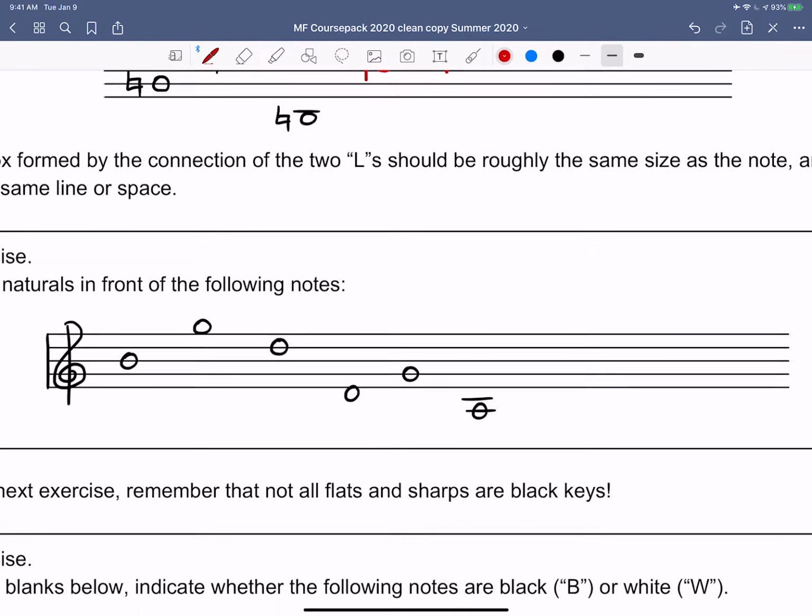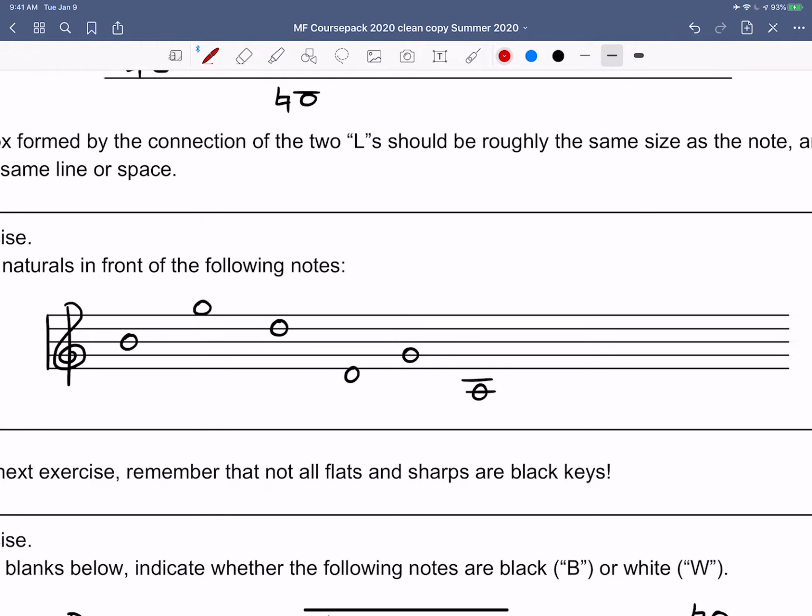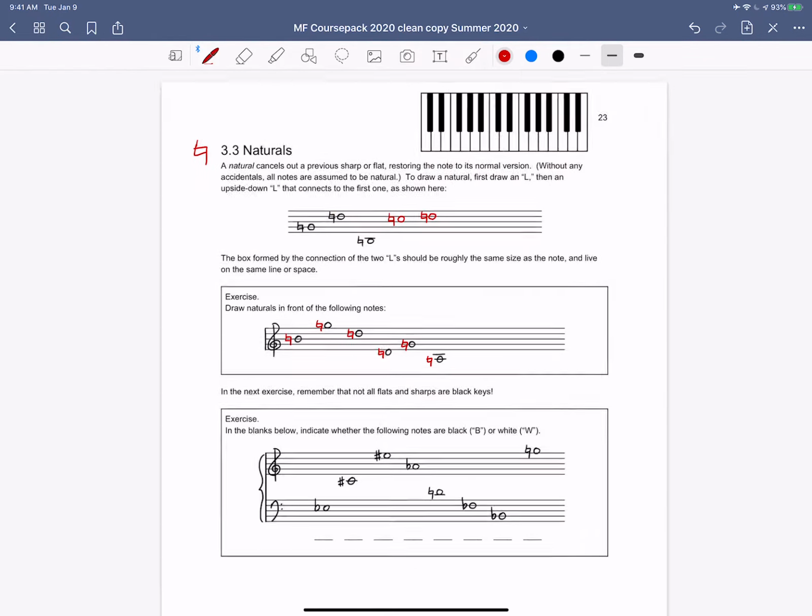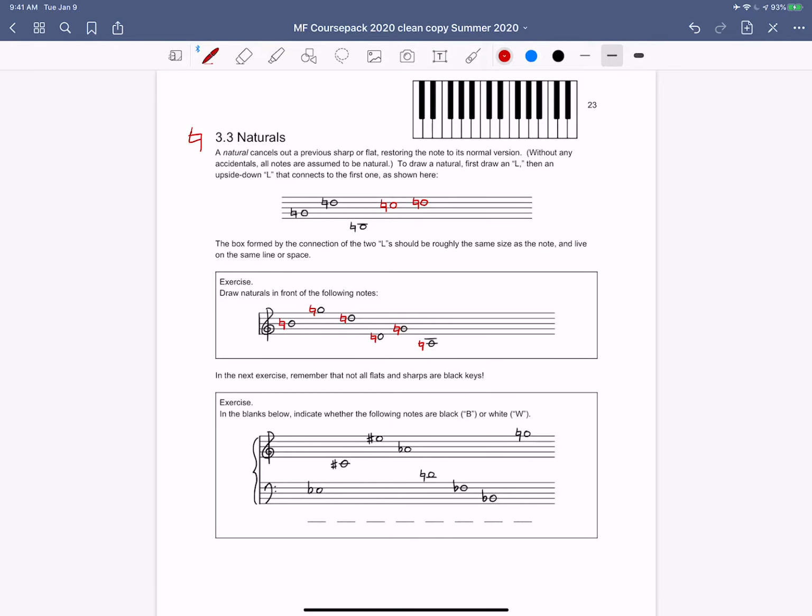So do this exercise. This is super easy. You're just going to draw in your naturals. That was a little bit sloppy maybe. There we go. Natural sign. Just do this to get used to it, because you'll be writing these symbols quite a lot this term. Okay, now let's tackle what this actually means.